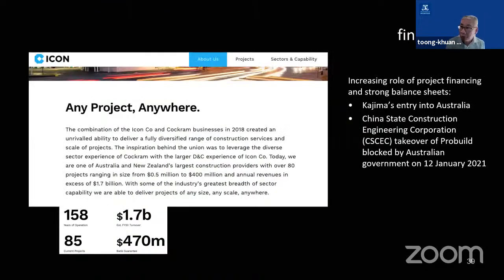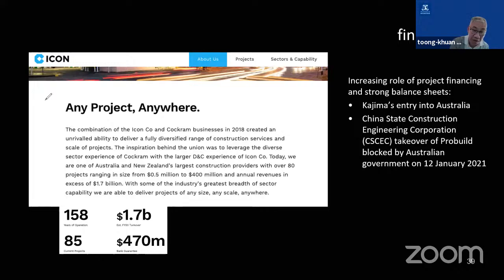Okay, finance. Now, when I showed you the slide of the tier one construction companies, I also listed who owns those companies. Many of our Australian construction companies are owned by international contractors. So recently, Kajima bought Icon and Cochrane. So two of our Australian construction companies were bought up by Kajima. And as you know, the name Kajima tells you that they are from Japan.